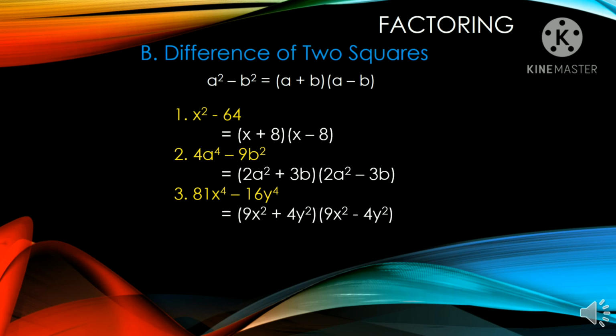But look, consider 9x squared minus 4y squared. It is still difference of 2 squares. So we can still factor that out. So the final answer should be 9x squared plus 4y squared times 3x plus 2y times 3x minus 2y. So factor further your 9x squared minus 4y squared because it can still be factored out.